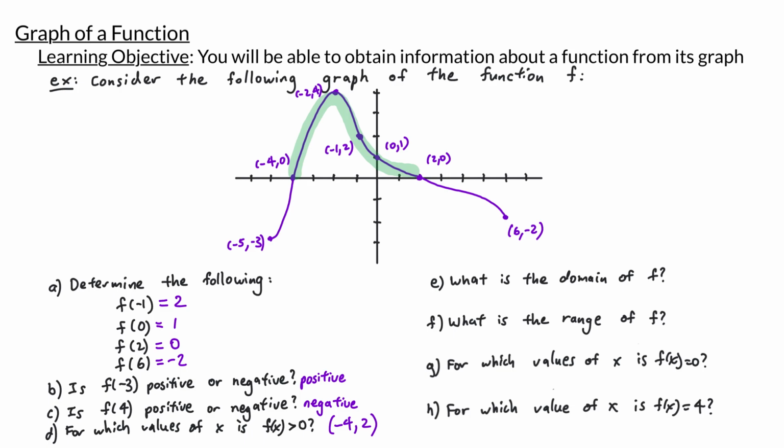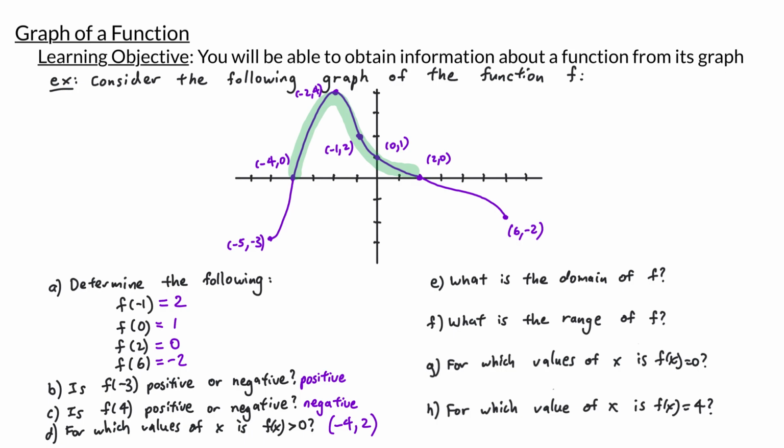Specifically, what I want to do is look for the smallest x value that's present and look for the largest x value that's present. To find the smallest x value in our graph, we want to go to the leftmost point on our graph. So the lowest x value here is -5. To find the largest x value in the graph, we want to go to the rightmost point on our graph. The rightmost point occurs at (6, -2). Specifically, the x value there is 6.